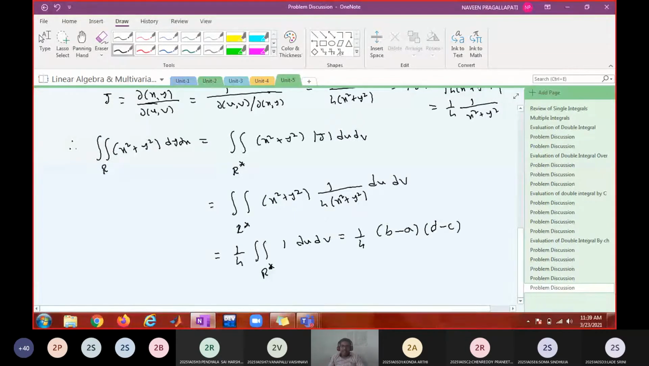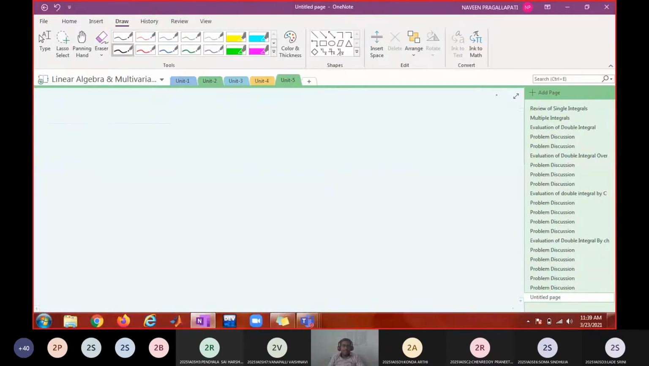So in a similar way, you take one problem as homework, and I shall give that later. Take the next problem. I'll just try it. Sometimes guessing the substitution may be difficult. Okay. Look at this problem.